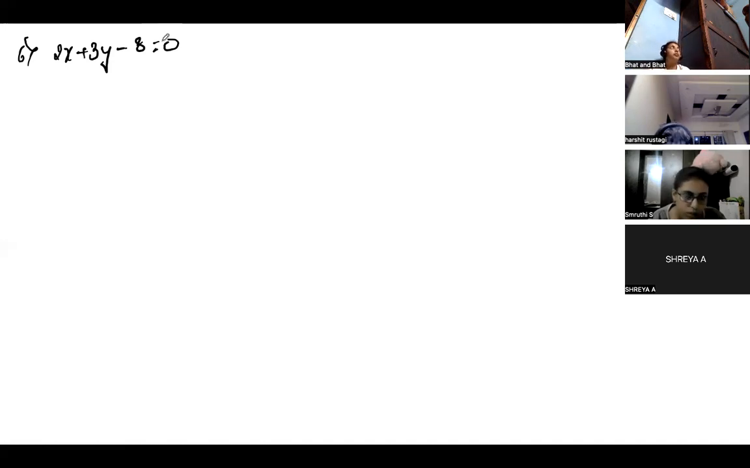So if they have to be intersecting lines, then the ratio A1 by A2 should not be equal to B1 by B2. Correct? That is the condition for intersecting lines. So now we have to write an equation in such a way that the ratio is not equal. So let us take any equation from the above question somewhere, if you can get.